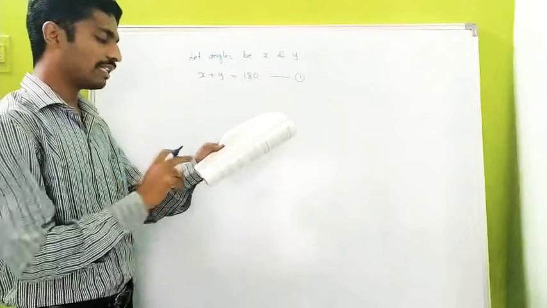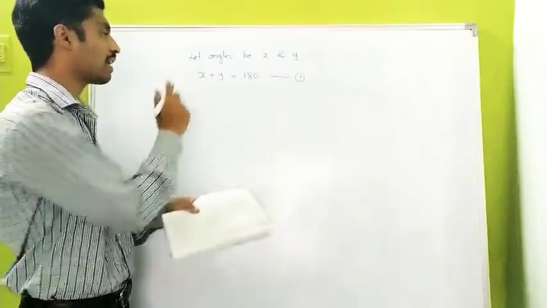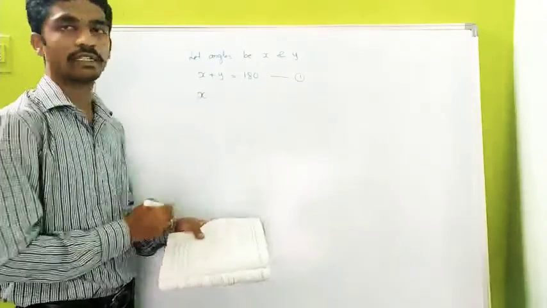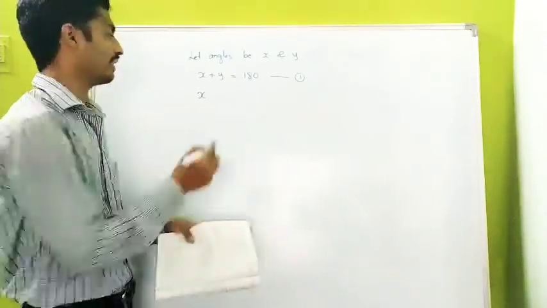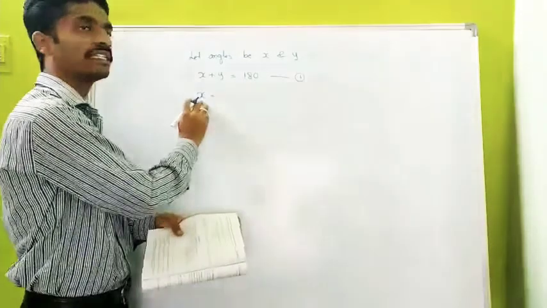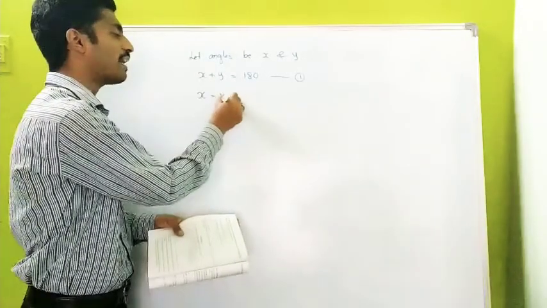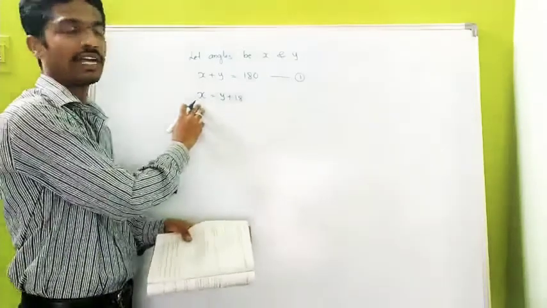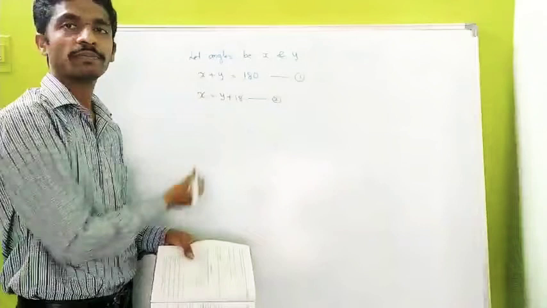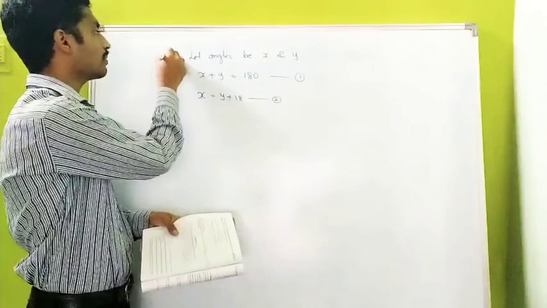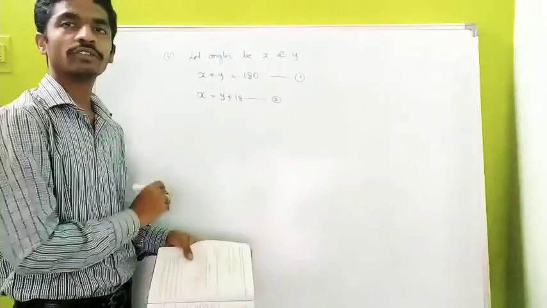So what do they say? The larger of the two supplementary angles, let's take x as the larger, exceeds the smaller by 18 degrees. It means it is 18 degrees more than y. It means if you add 18 to y, you will get x. This is our equation number 2. The question is also easy.